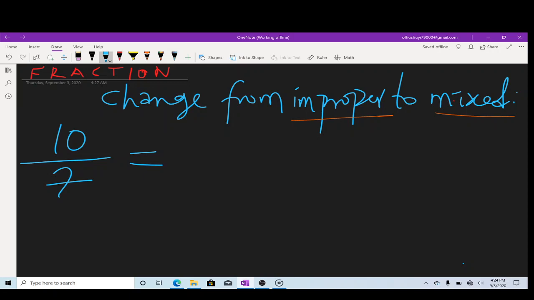So you have 7. How many times do we see 7 in 10? 7 out of 10, you have 1. You have 1. What is left? You have 3 left. Then you have upon 7. So which means what you have as a numerator will be the remainder. Let me make that name again. This is a remainder.